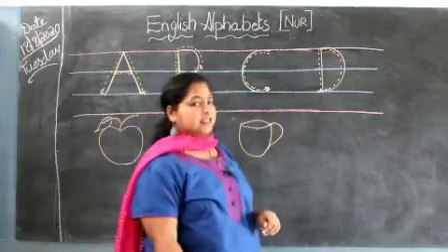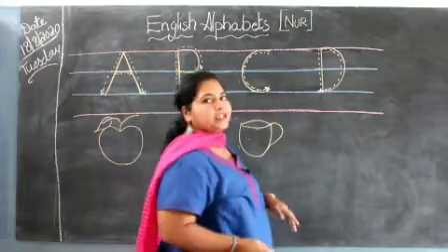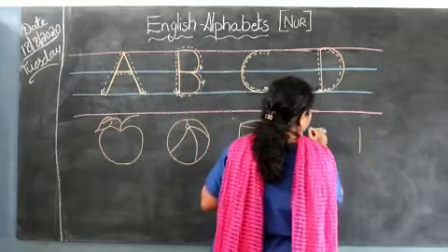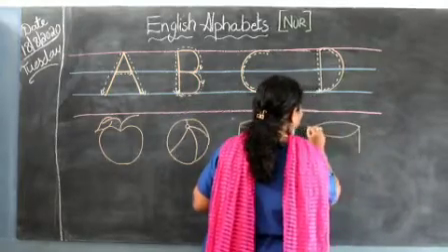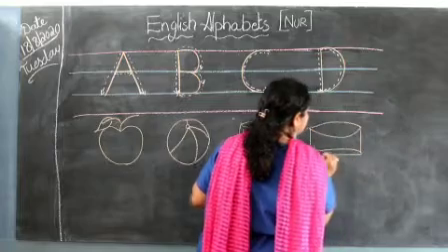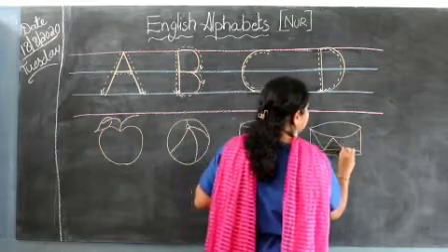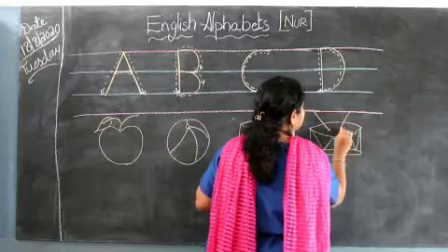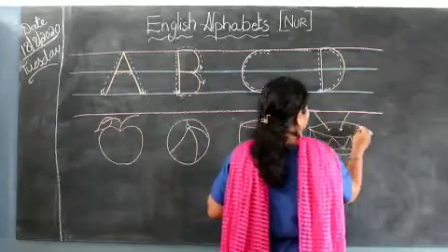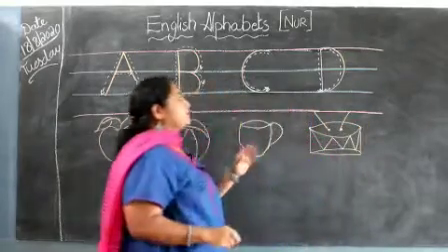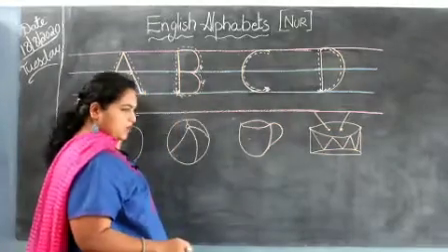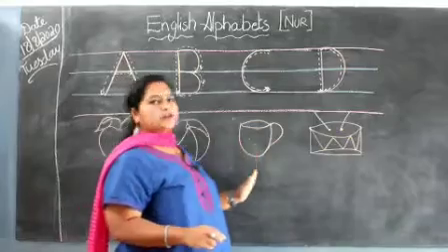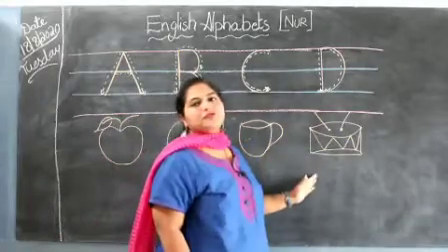Okay, so what is D for? D is for drums. Do you all remember what I taught you all? D is for drums. Okay, so A is for apple, B is for ball, C is for cup, and D is for drums.